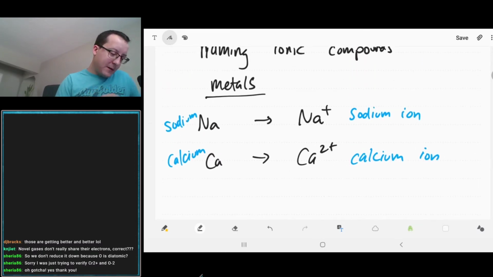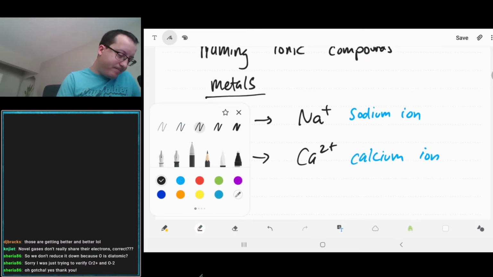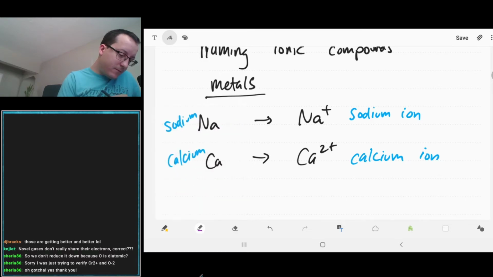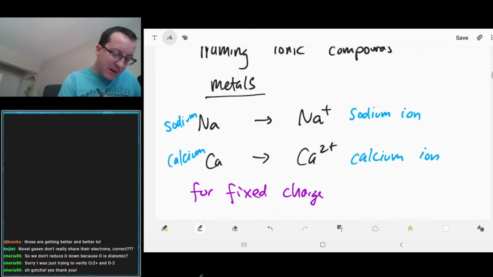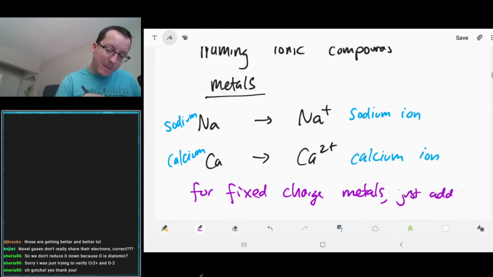Cool, okay. So, our fixed charge metals, just add the word ion to the end. That's it. I'm going to just make that a little bigger because it's kind of squished. Ion.